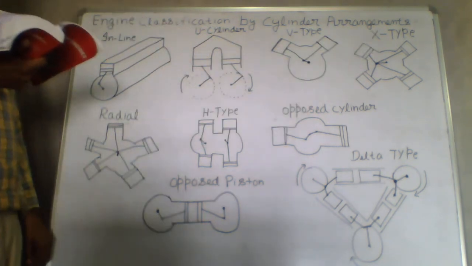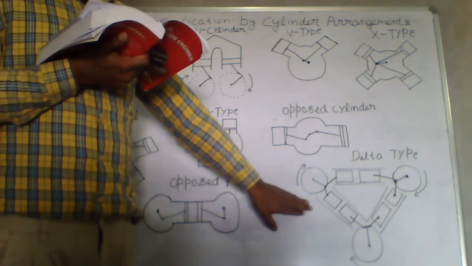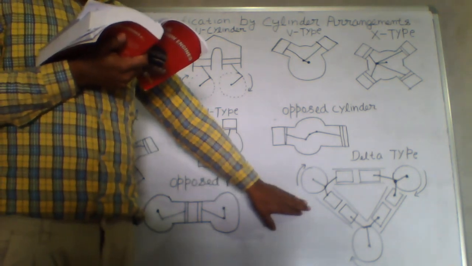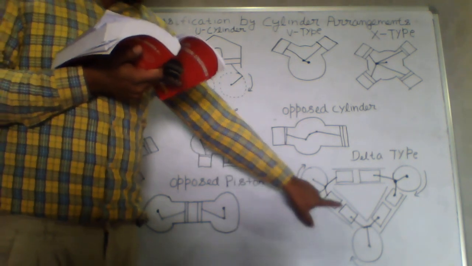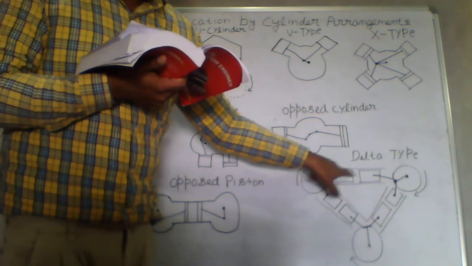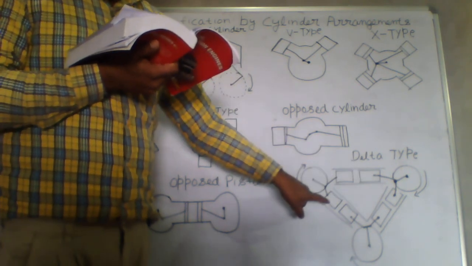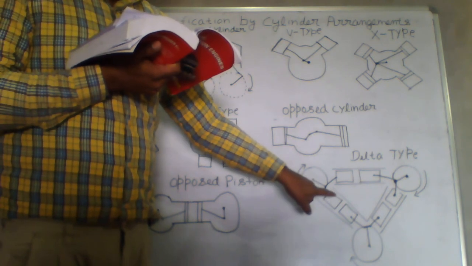The next is the Delta type. The Delta type is essentially a combination of 3 opposed cylinders. You can see here 3 opposed cylinders. These cylinders are opposite to each other and there are three crankshafts interlocked to one another.